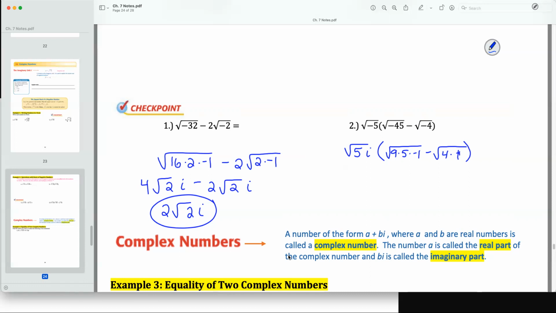Then rewriting that, simplifying what we have so far. The square root of 9 is 3. The square root of 5 stays the square root of 5, and then I can take the square root of negative 1 and turn it into i. Minus the square root of 4 is 2, and the square root of negative 1 is i. So once I have everything in i form, now it's time for me to perform the operation.